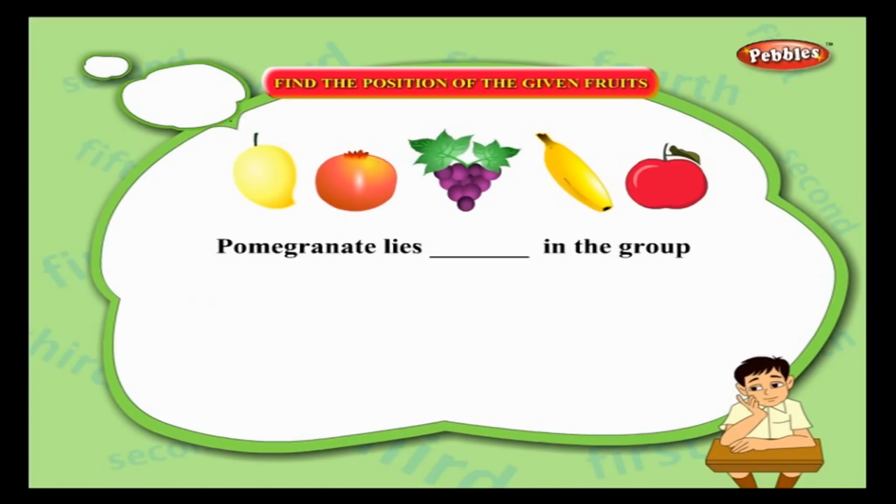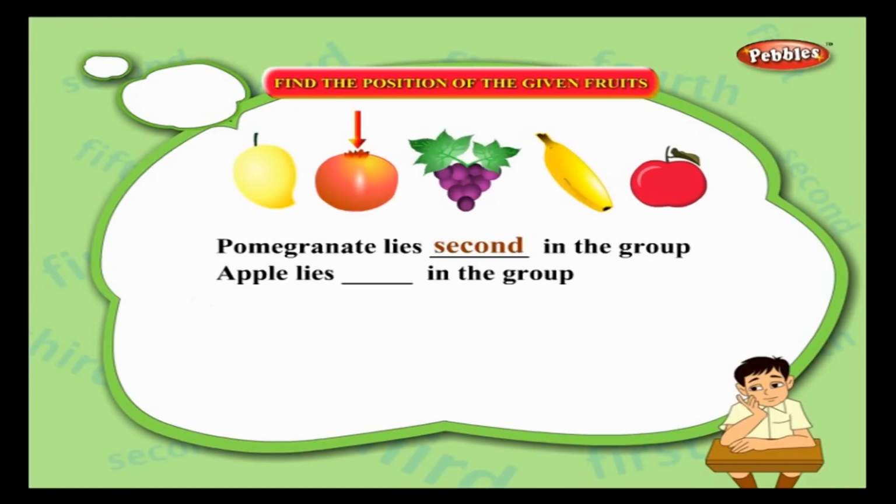Pomegranate lies dash in the group. Count the position. First, second. It lies second in the group. Apple lies dash in the group. First, second, third, fourth, fifth. It lies fifth in the group.